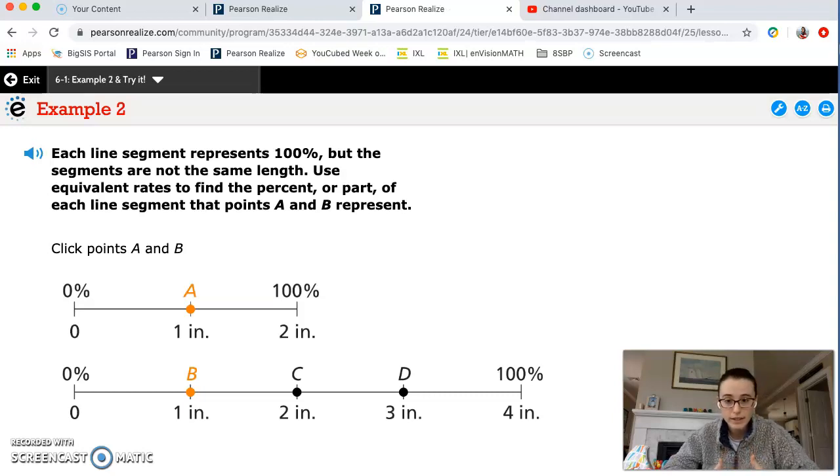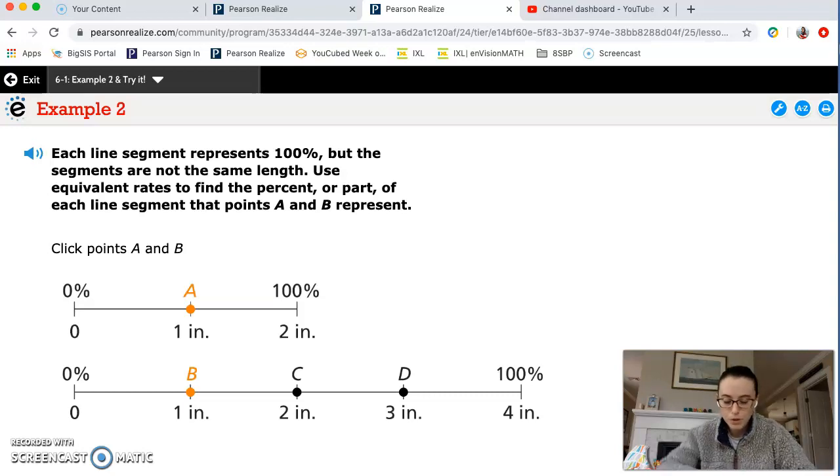If we look at the second line segment, point B is 1, 2, 3, 4. It represents one of the 4 line segments. Excuse me, not line segments, but intervals. One of the 4 intervals. So it would represent 1/4 of the total line segment. 1/4 would be equivalent to 25 over 100, which equals 25%.